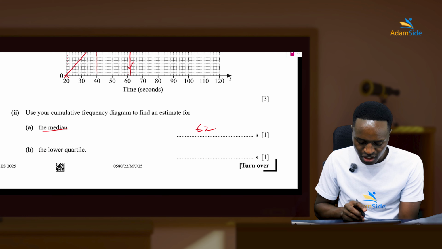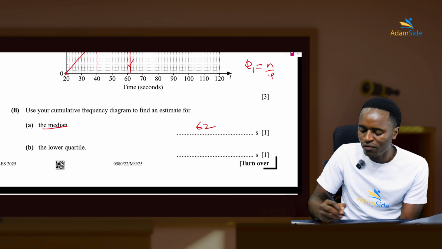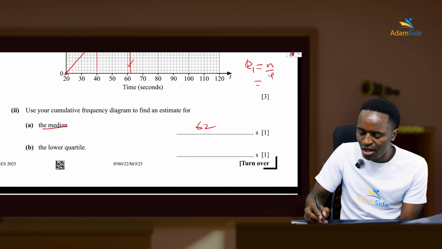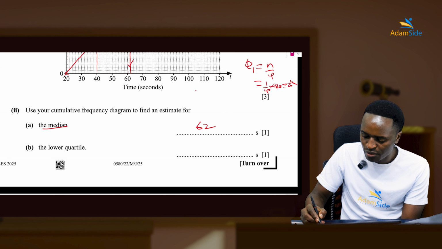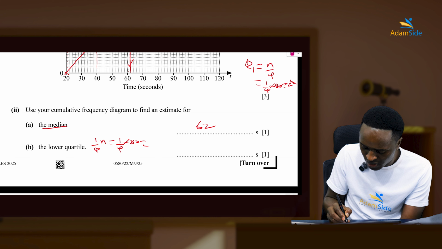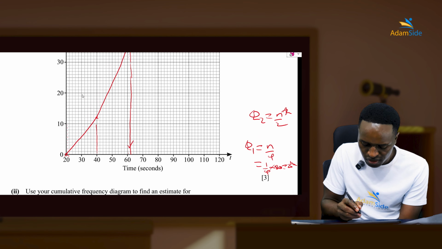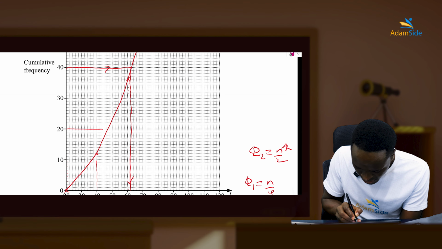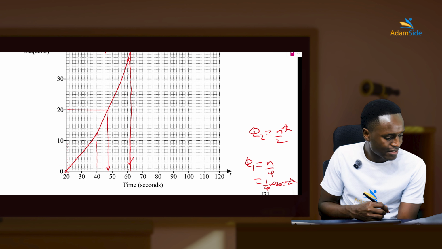The lower quartile, Q1, is n over 4, a quarter of the data. Our total cumulative frequency is 80, so a quarter of 80 is the 28th position. Go to the curve, find the 28th position, see where the curve passes and find an estimate. It is 48 seconds.